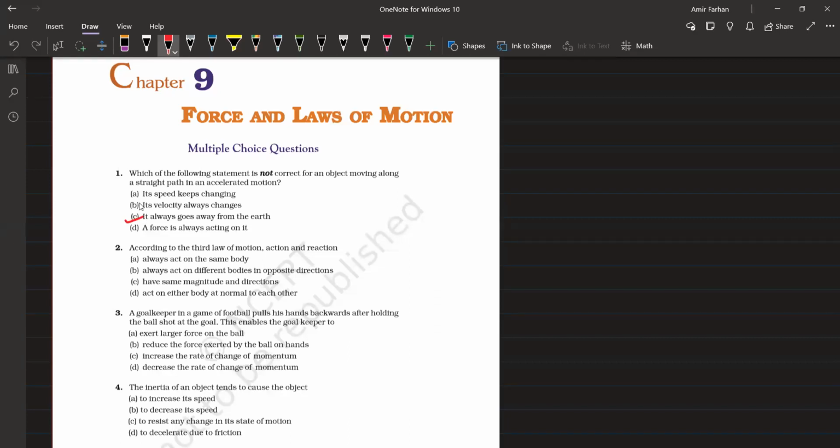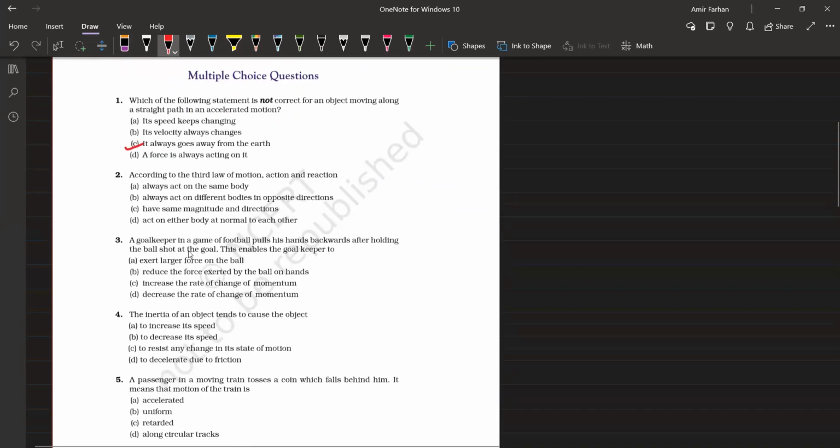So if the question is saying that a body is moving with an acceleration, it means that its speed and velocity will change definitely. And if some acceleration is there, it means there will be some force as well, because force is equal to ma. Yes or no? So only the third option, that it always goes away from the earth, is incorrect. It goes away from the earth, but there are certain conditions which should be fulfilled first. Okay, sir. Now tell me the second one.